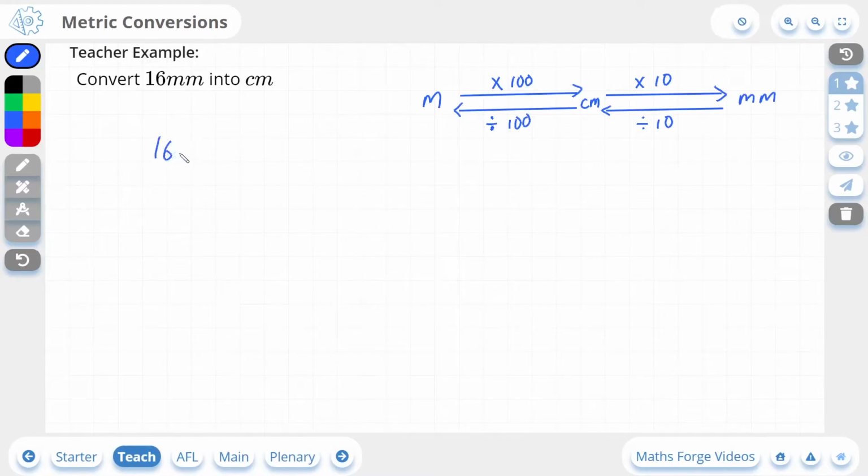So 16 millimeters, to get that into centimeters, we are going to need to divide by 10. So 16 divided by 10 is 1.6. So 16 millimeters should give us 1.6 centimeters. And if we check our answer, there it is.